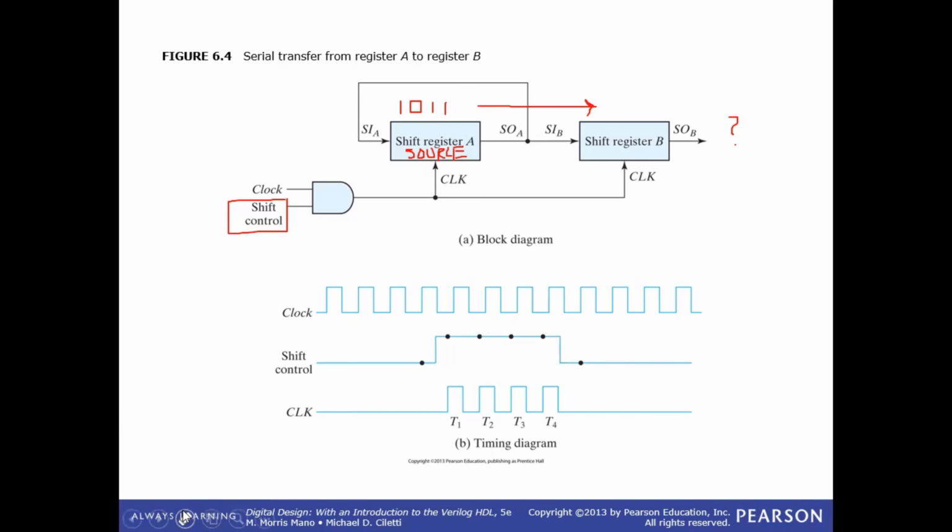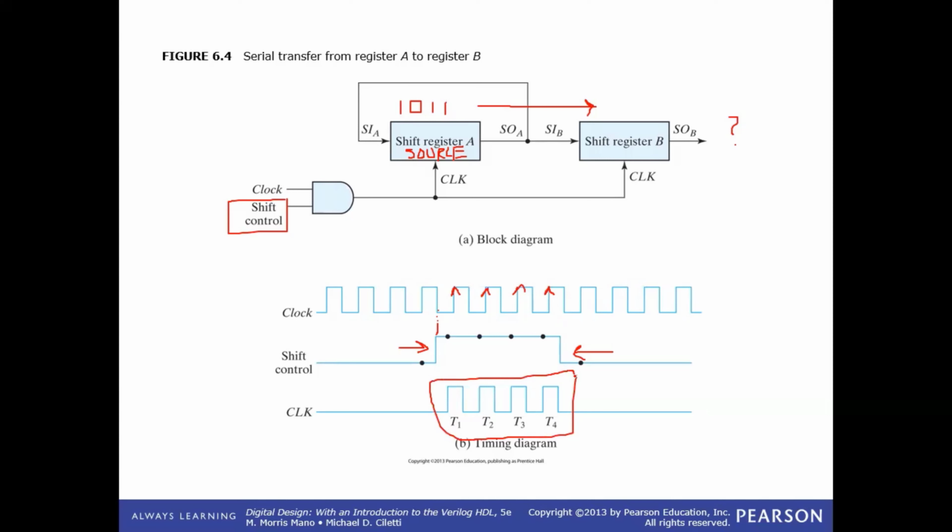By turning this shift control on, please be very attentive, from this area to this area. When did I turn it on? I turned it on at a negative edge of the clock, if you can see this. I waited for 4 positive edges, 1, 2, 3, 4, and I stopped it. I stopped the shift control at the next negative edge. That means I have 4 positive edges, 4 clocks over here.